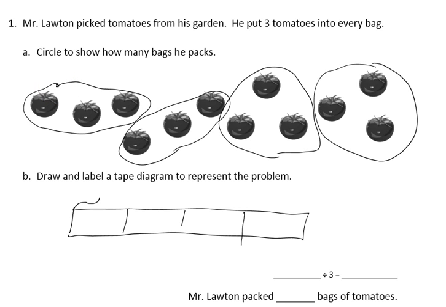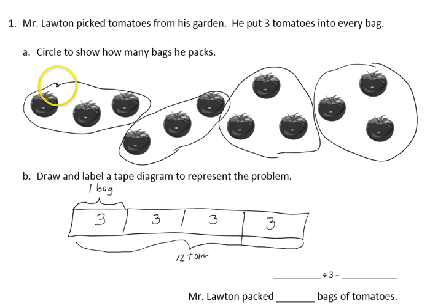I'll label 1 unit as 1 bag, and I know I need 3 tomatoes in each bag. I can draw 3 tomatoes or 3 circles to represent the 3 tomatoes, or if the students are ready, they can represent this just using numbers. So I can say I have 3 tomatoes in 1 bag, another 3, another 3, and a 4th group of 3 shows my total number of tomatoes. Since I have 4 groups of 3, I have 12 tomatoes.